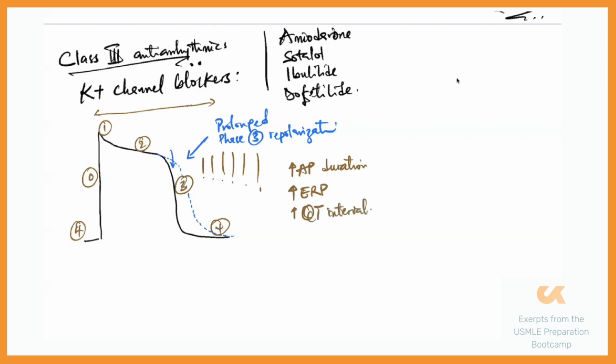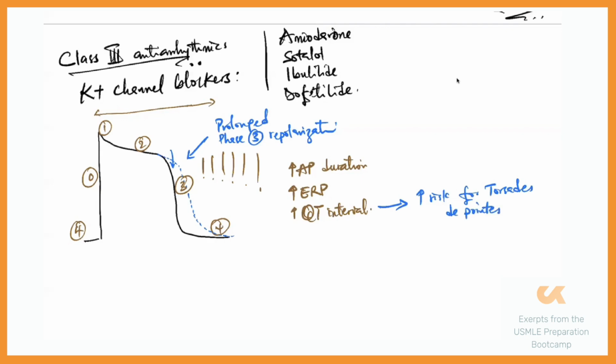And if you remember anything about your class 1 drugs that we saw before, it's that when they increase QT interval, they also increase risk for what? Torsades de pointes. They increase risk of torsades de pointes.